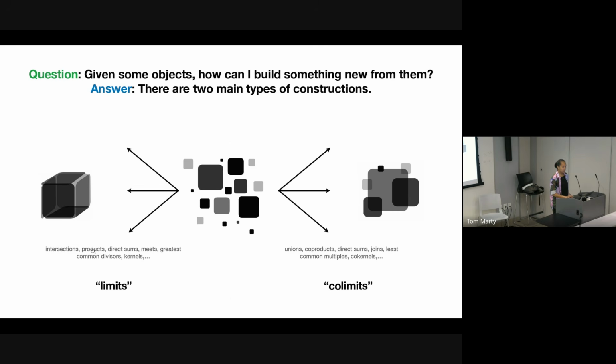intersections of sets, products of groups or vector spaces, direct sums, meets in a lattice, even greatest common divisors of integers. These are all special cases of a single definition of some concept called a limit in category theory. Dual to that, in a very precise notion of duality, you get other things that people were familiar with, like unions of sets. Coproducts are like disjoint unions. Direct sums, again, joins in a lattice, least common multiples. Turns out these are all special cases of this more general concept called a colimit.